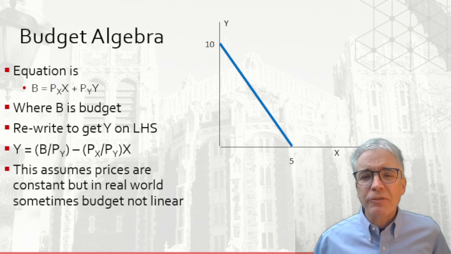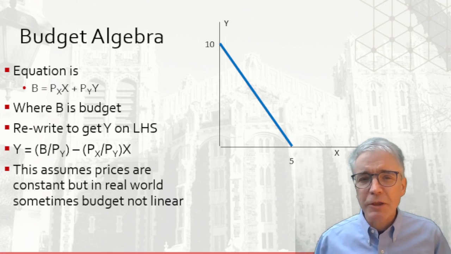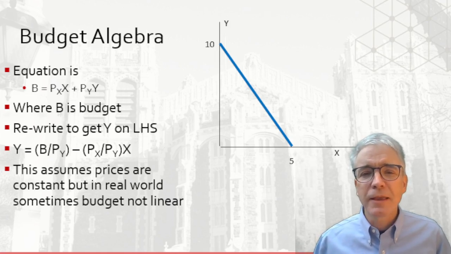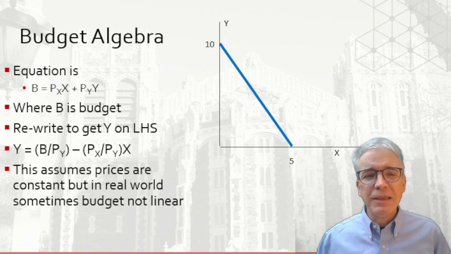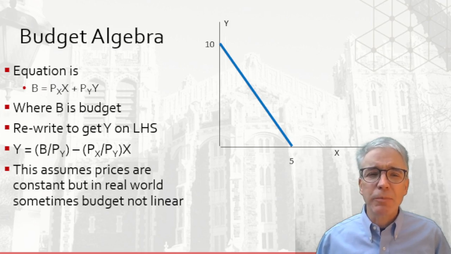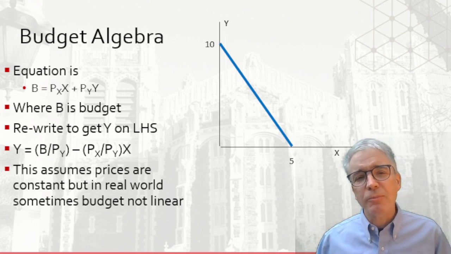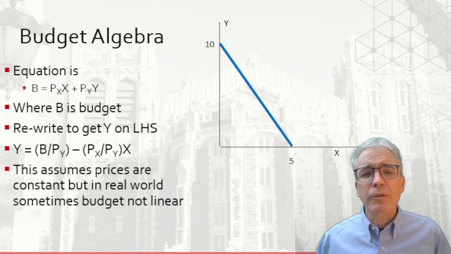Budget line represents just some simple algebra. Hopefully you remember your algebra from back in high school. Our total budget is represented by B, and it's spent on X and Y. The amount of money spent on X is how many units of X are bought times the price of X. The amount of money spent on X is PX times X. Then the amount of money spent on Y is PY times Y. Adding those together should be equal to the budget.